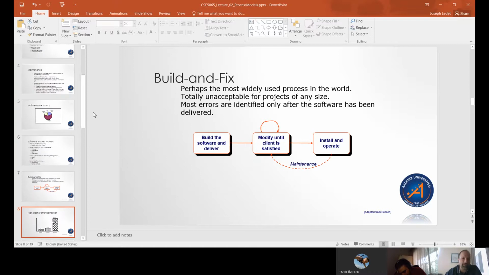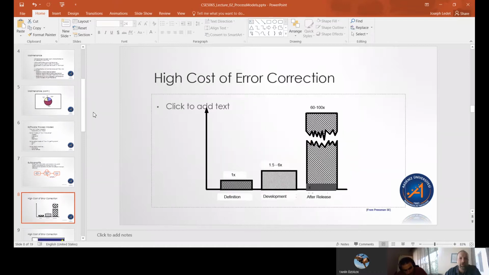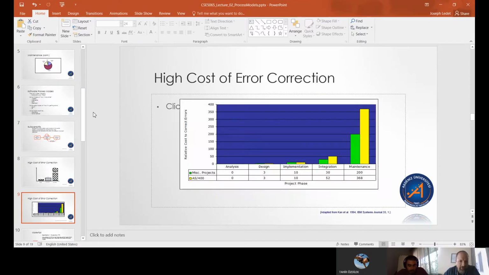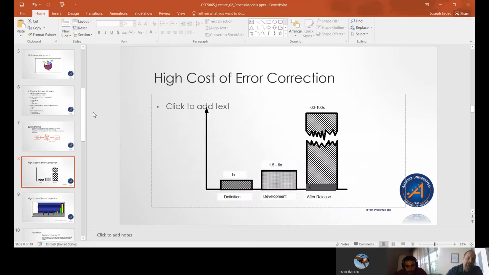Okay, and that has to do with this next slide, the high cost of error correction. What this graph is showing, and then this follow-up, is that this graph is kind of a general idea, and then this next graph actually shows actual data from some different projects of how this was done.